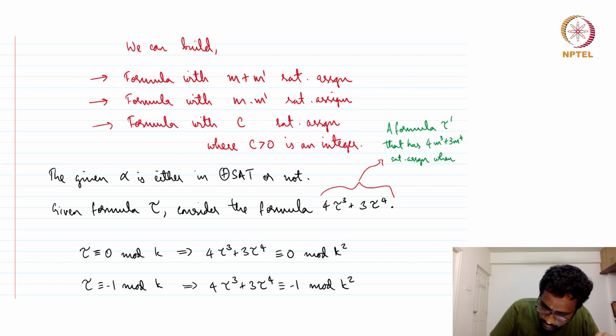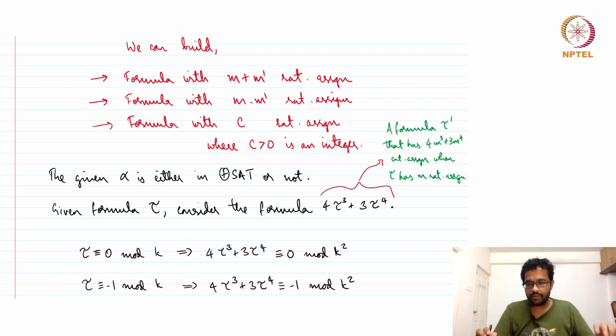where tau has m satisfying assignments. That's what I mean by the shorthand notation. So if tau has m satisfying assignments, this new formula must have 4m cube plus 3m power 4. But it is simpler to write 4 tau cube plus 3 tau power 4. This is not equal to it in the strictest sense.